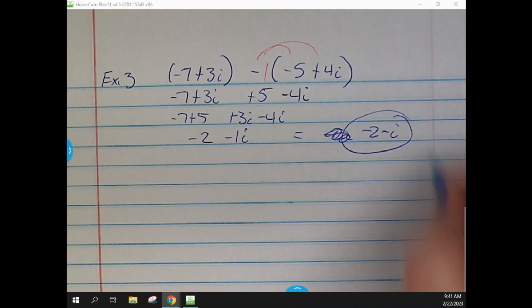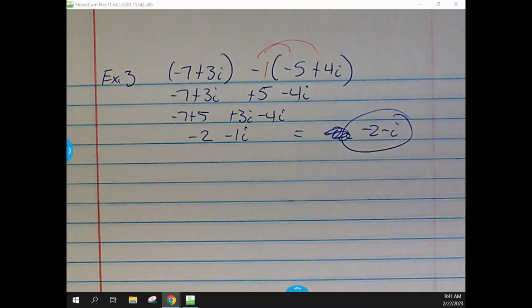So a lot of times on the answer, they're going to put negative 2 minus i. Just like you wouldn't put negative 2 minus 1x. Same thing in this case. You don't have to put the 1 with the i variable. If you leave the 1 off, we're just assuming it's already there.